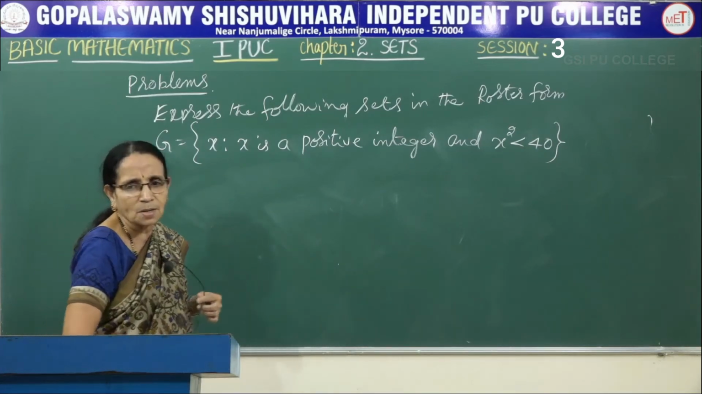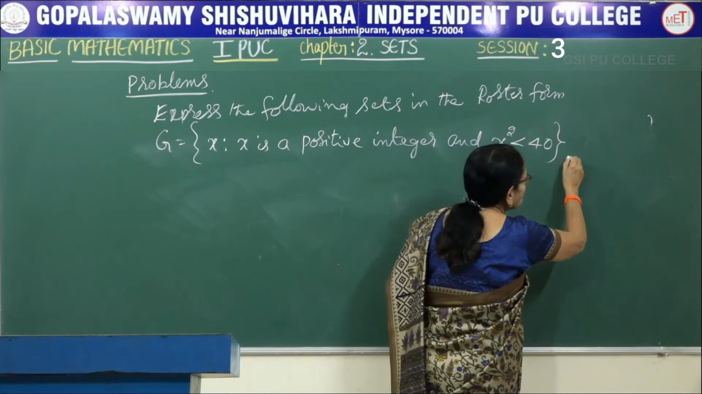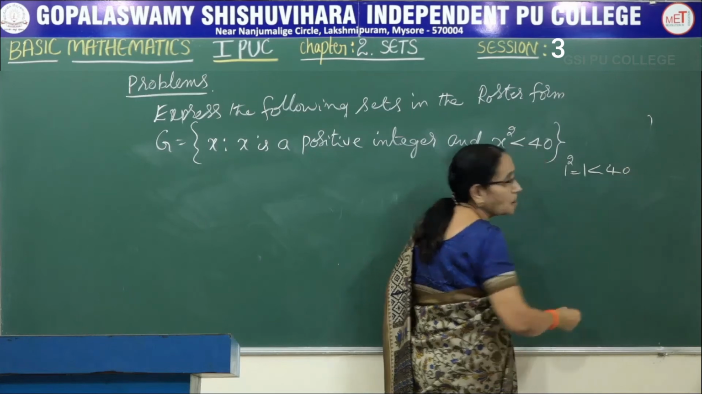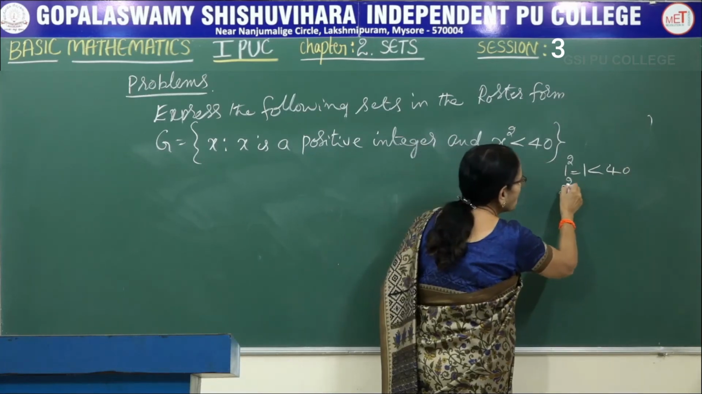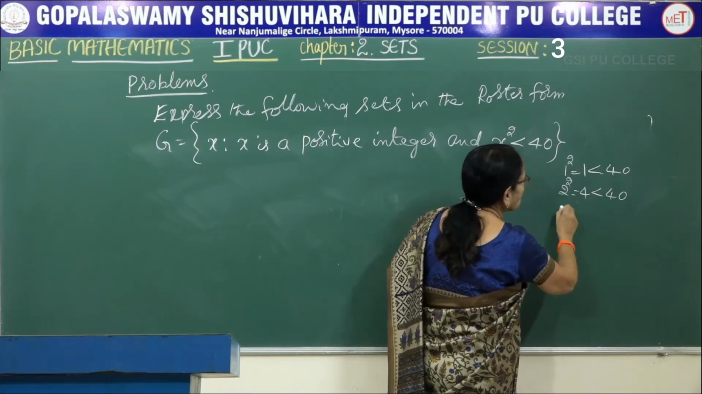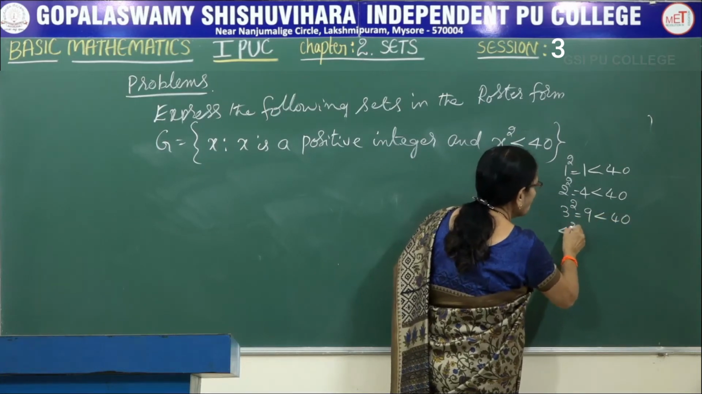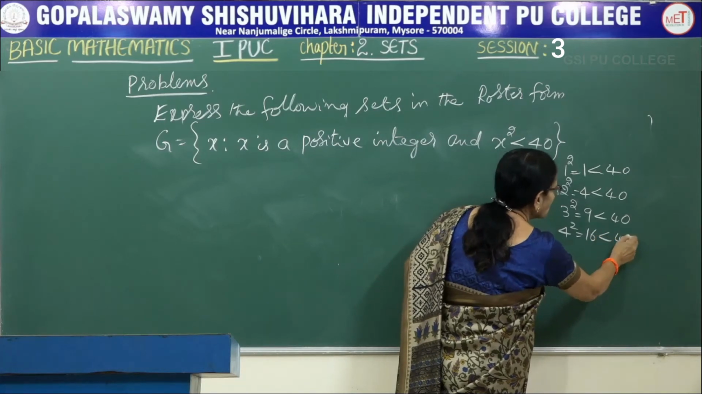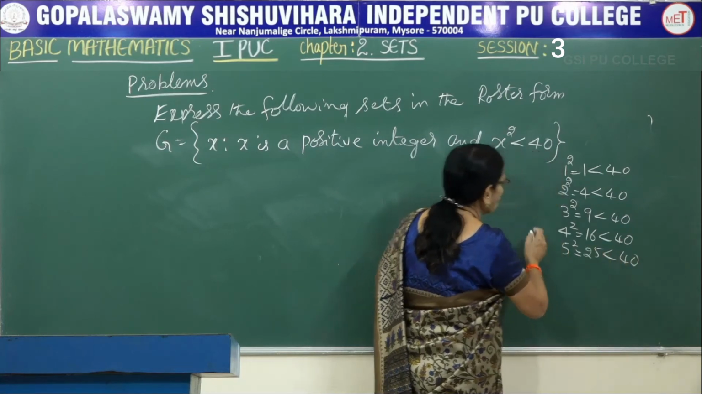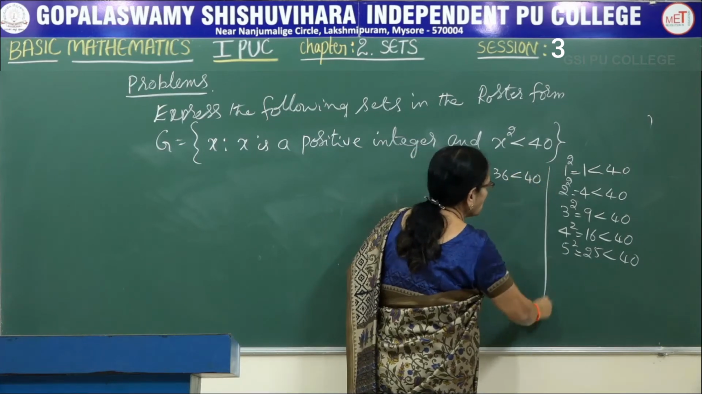Now, let me take the numbers starting with 1. That can be done in the working column. Here, take 1 square. 1 square is 1. Certainly, it is less than 40. Take the number 2. I am taking only positive integers. 2 square, 4, less than 40. 3 square, 9, less than 40. 4 square, 16, less than 40. 5 square, that is 25, less than 40. Then 6 square, that is 36, less than 40.